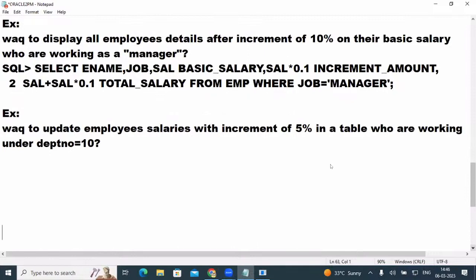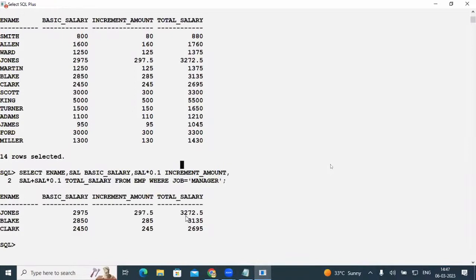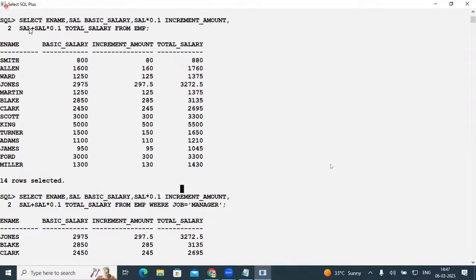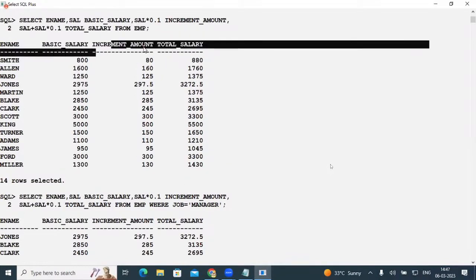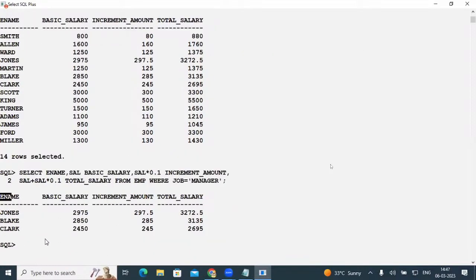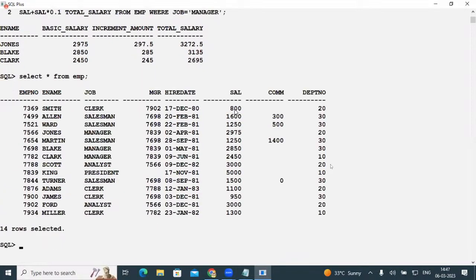So in the previous two examples, the increment salaries we were just showing, but we are not updating into your table. You can see in the two examples, I'm just showing my output: basic salary, increment, total, and here also particular job people. But when you come back to your table, your table will not be affected. See, is it updated? No, it is not updated. I'm just showing that.